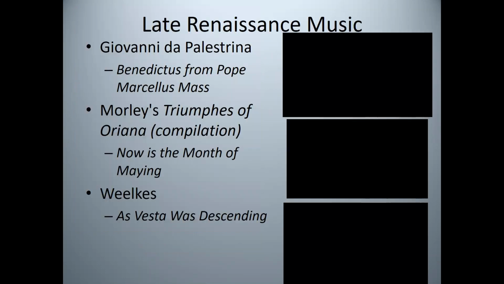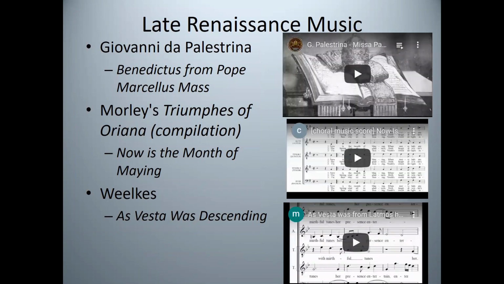The music of the late Renaissance was shifting from the sacred music of the medieval period to more secular works. Take a few minutes to listen to these pieces on your own. The composer Giovanni da Palestrina wrote more traditional sacred pieces such as this Benedictus from Pope Marcellus Mass. A Mass is the traditional liturgy of the Catholic Mass set to music and consists of 5 parts: the Kyrie, Gloria, Credo, Sanctus, and Agnus Dei.